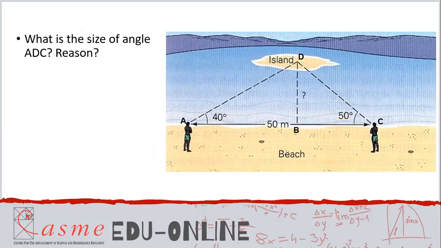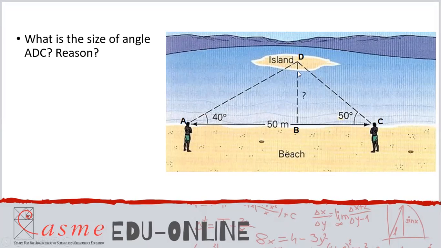Number one, what is the size of angle ADC? Now, if I look at the triangle ADC, this angle here is 40. This one is 50. This one, I don't know. But what do I know about it? I said you should know the properties of your triangles. What do you know about the angles of a triangle?